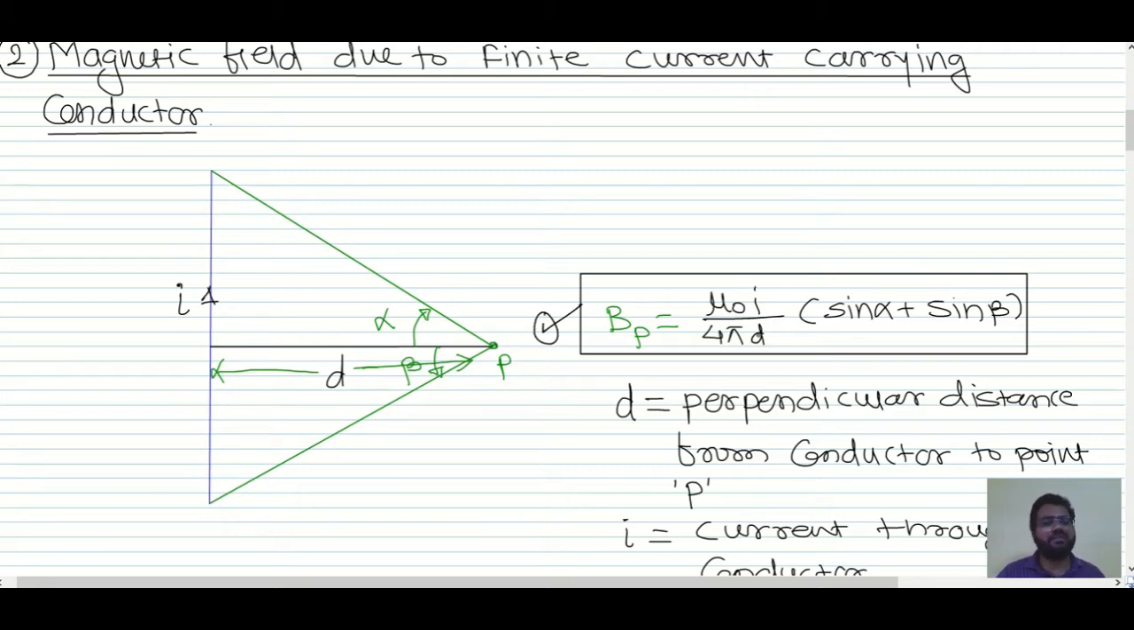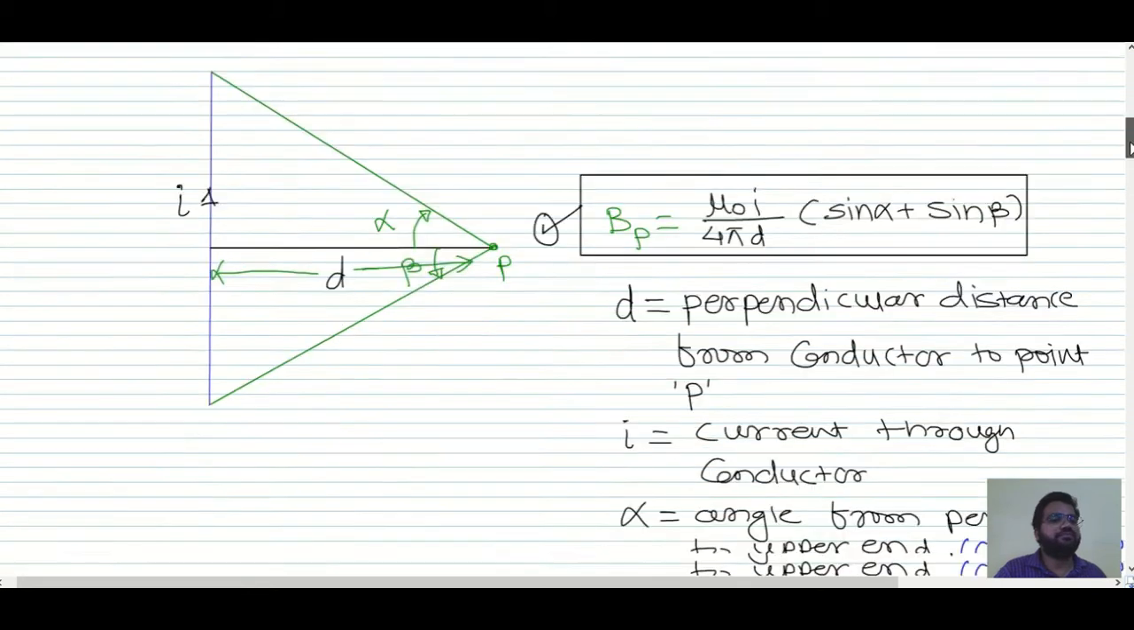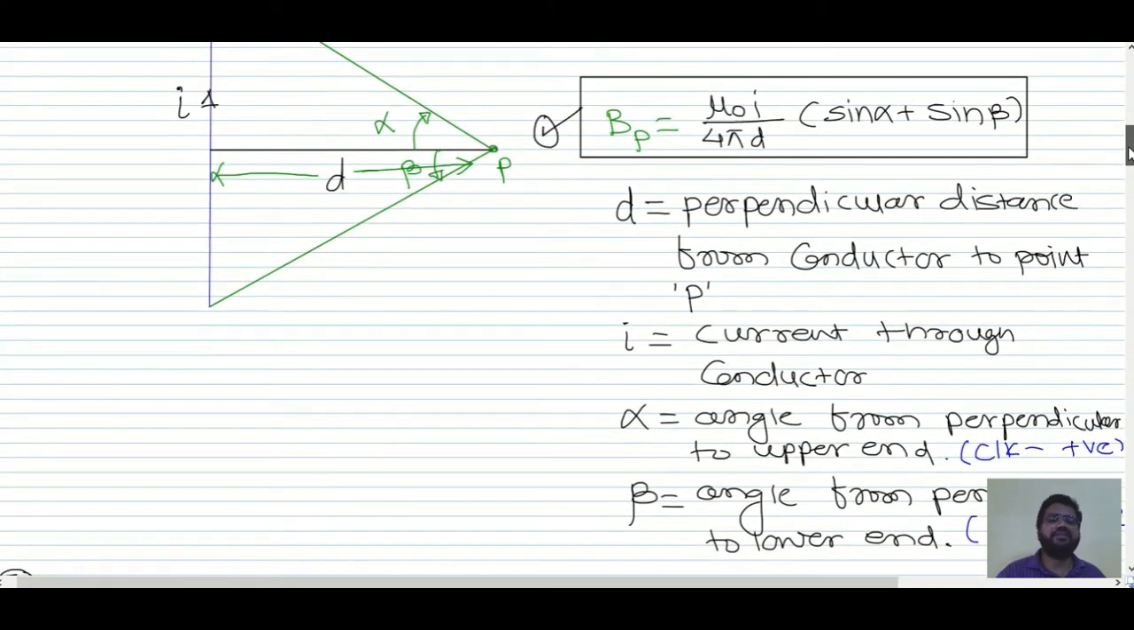What is sine alpha? What is sine beta? See here. And here three terms are really very important, and that is d, alpha, beta. Okay, so these three terms are very important. What is d? It is the perpendicular distance from the conductor. Right, perpendicular distance from the conductor. What is I? Current through the conductor. What is alpha? Angle from the perpendicular to the upper end.